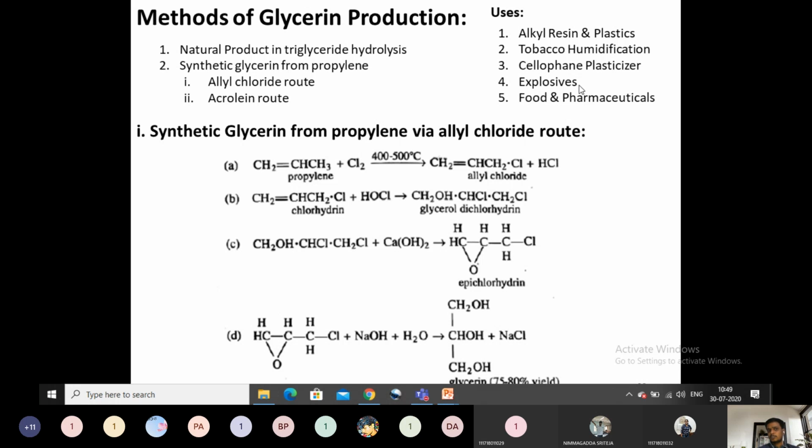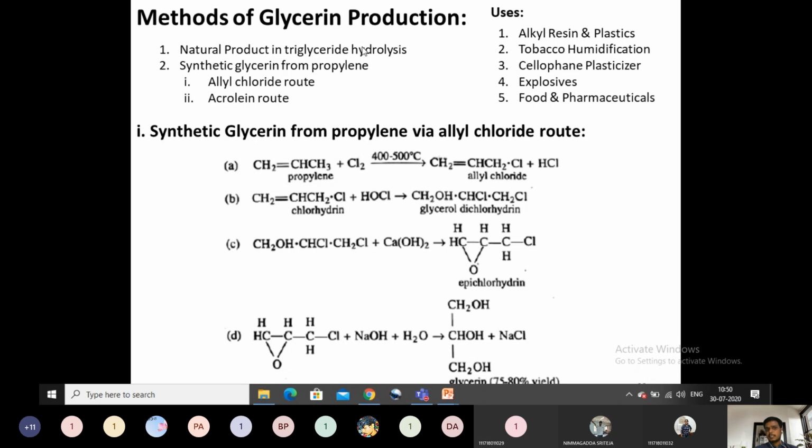Then the next one is explosives. In explosives also, glycerin is used, like nitroglycerin, trinitroglycerin. These are explosives where glycerin finds application. The next application is the food and pharmaceutical industry. The United States Pharmacopoeia, usually known as USP, is the organization in the United States responsible for setting the standards for food grade and pharmaceutical grade glycerin composition and purity. So these are the uses of glycerin.